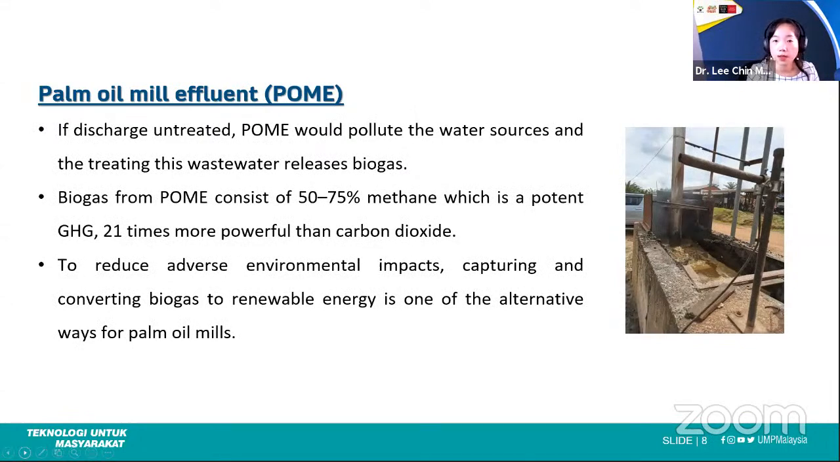So if this POME is discharged untreated, it can pollute the water sources and deplete the oxygen in the river or the pond, and the aquatic organisms will not survive. And treating this wastewater releases biogas. The biogas from POME consists of 50 to 75% methane, and this is a really potent greenhouse gas, 21 times more powerful than carbon dioxide. So it can trap a lot of heat and contribute to global warming. To reduce the adverse effect on the environment, capturing and converting the biogas to renewable energy is one of the alternative ways that can be utilized by palm oil mills.